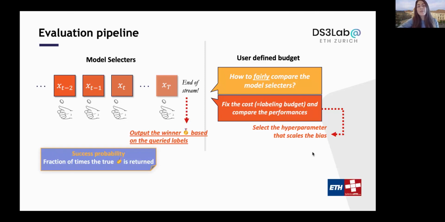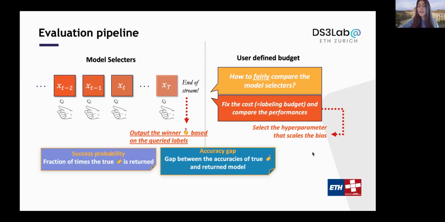Once we did that, we have the first evaluation measure, which is the success probability. Over many realizations, we will check the fraction of times that these model selectors actually return the true winner. As a second measure, we will check the accuracy gap. Not always will any of these model selectors return the best model, but once they don't, do they still return a good model? To achieve that, we measure the expected gap between the accuracies of the true winner and the returned winner over all these realizations.